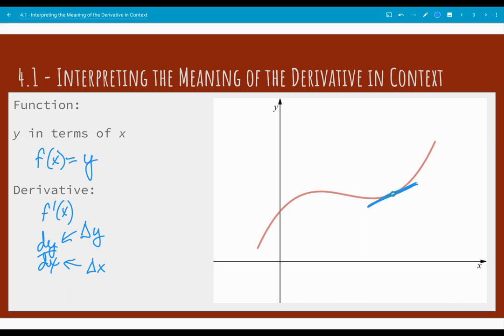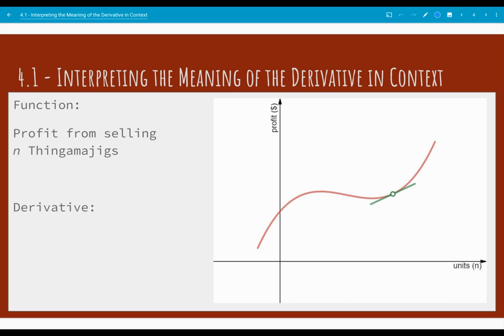So we're looking at a limit as those changes approach zero, and that gives us the slope of a tangent line. Now think about how this might be applied if the function isn't y in terms of x, but say profit in terms of the number of thingamajigs that are manufactured by some company. We might have a function that looks exactly the same, but now this function represents something in the real world.